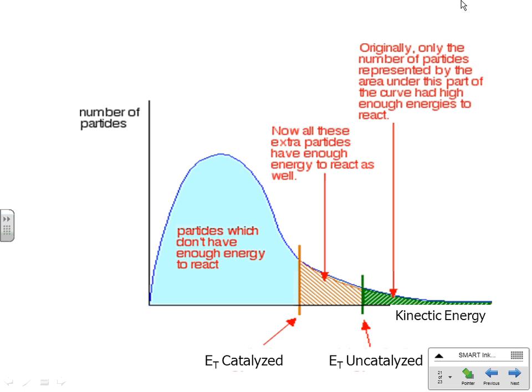And so now I've got this larger area. It's not just this area in here, but it's the whole area that now has the ability to react because it doesn't need as much energy to get over the hill. And so now a lot more can react, right? Now all these extras have enough energy to react as well. Okay, so the catalyst shifts that threshold energy needed.